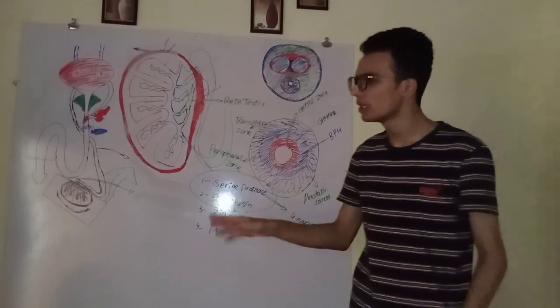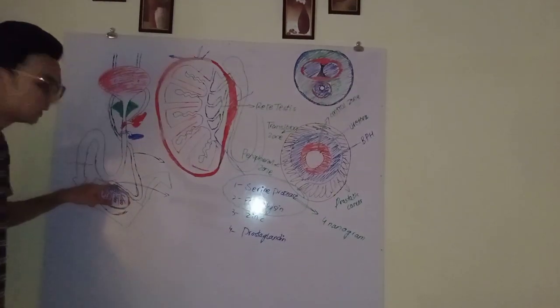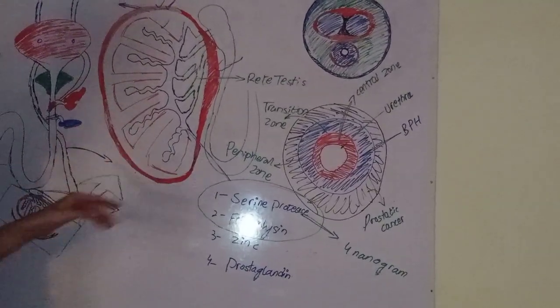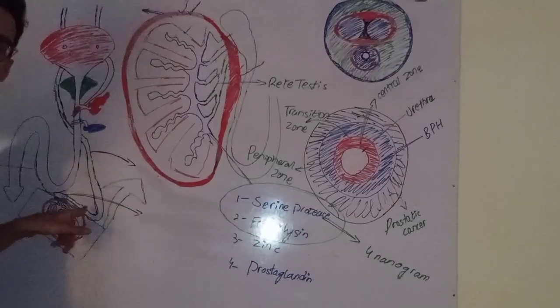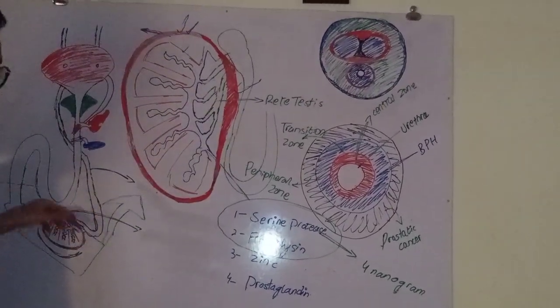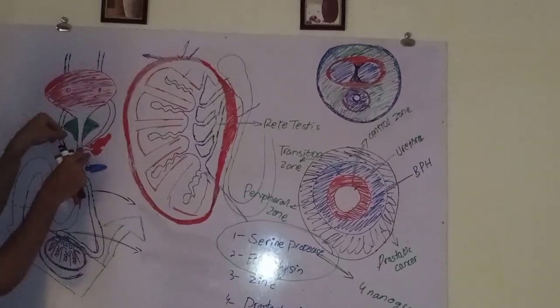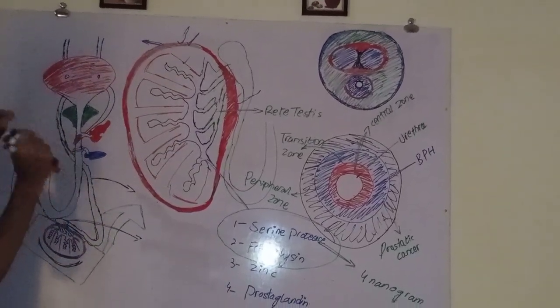What we have discussed up till now are the intratesticular ducts and the excretory ducts. The intratesticular ducts are, for example, the tubuli recti and the rete testis. The excretory ducts are the epididymis and the ductus deferens. The ductus deferens unites with the short duct of the seminal vesicle and forms the ejaculatory duct.